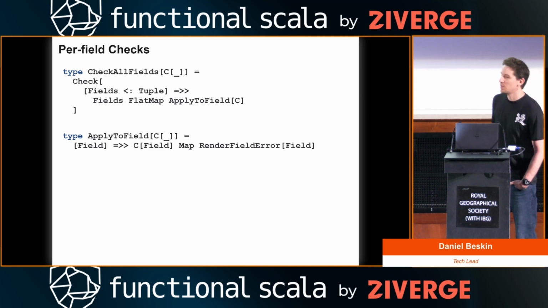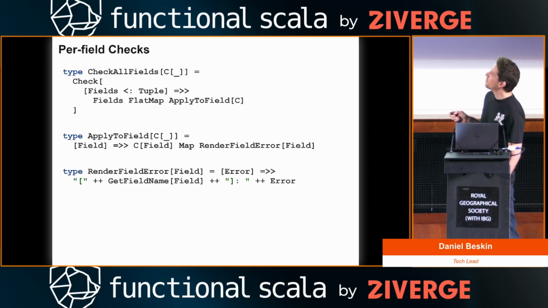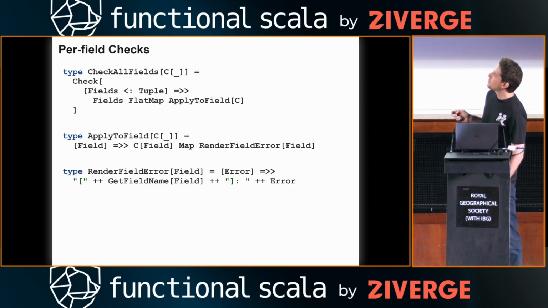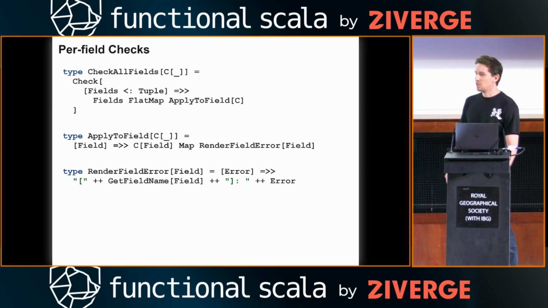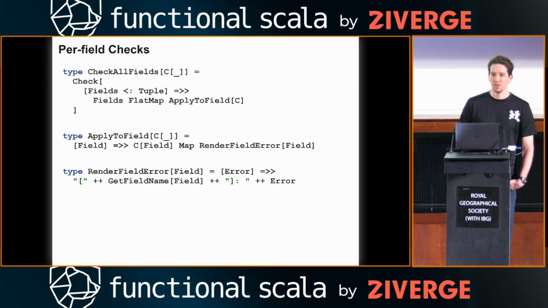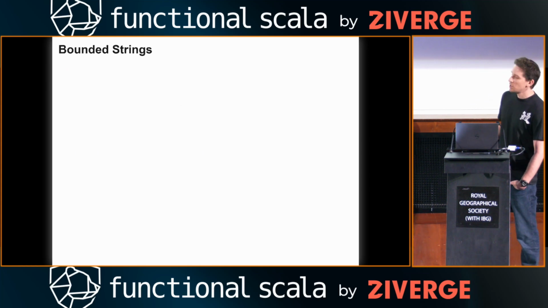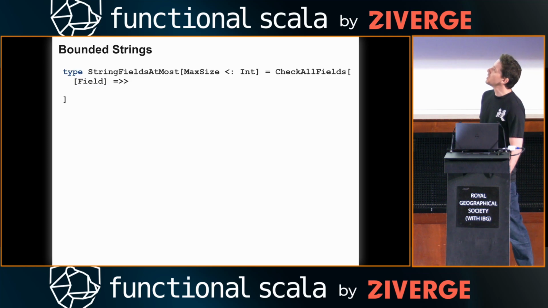Apply to field is the function that takes the field, applies the check to it, and then renders the field. If there's an error, it renders the field name directly in the error message. So we're prepending the field name into the error message so that the users can know exactly what field failed. So we're really going for the developer friendliness points here. But now we can actually use this little helper to create another check.